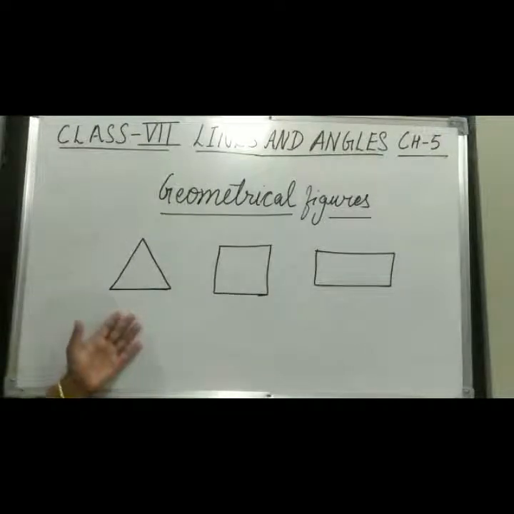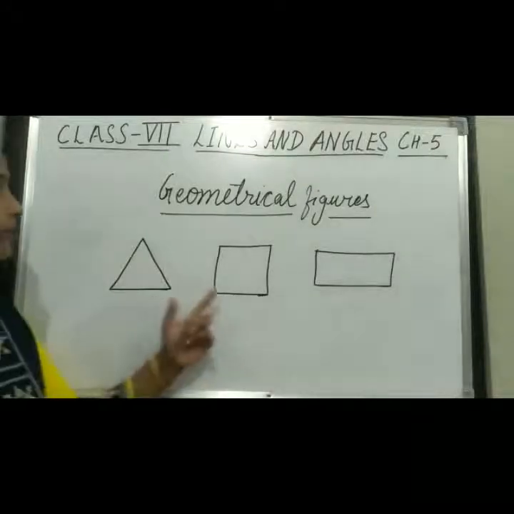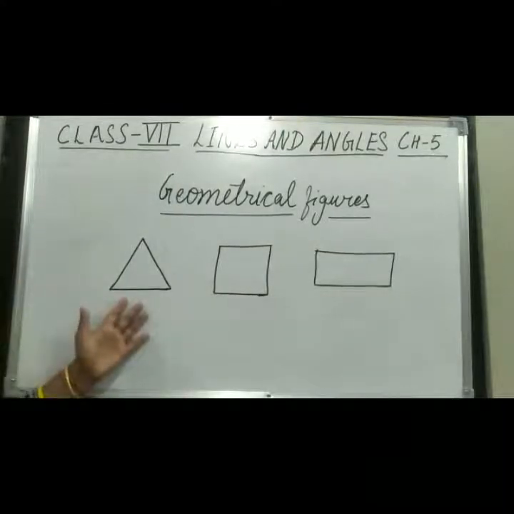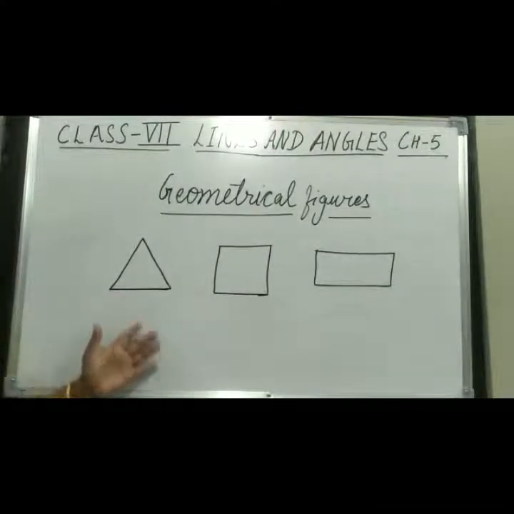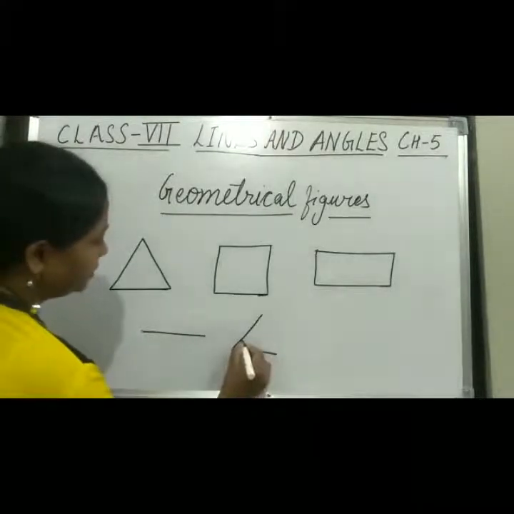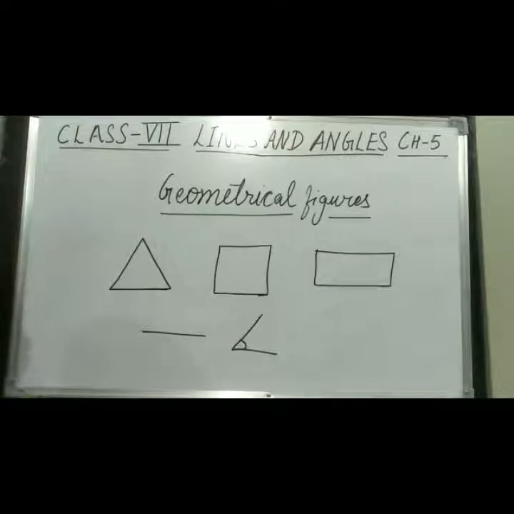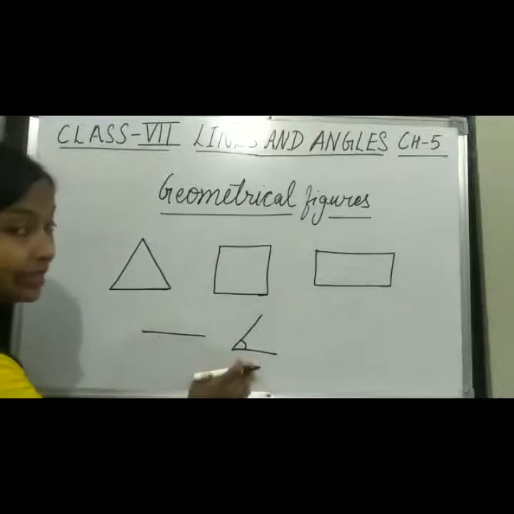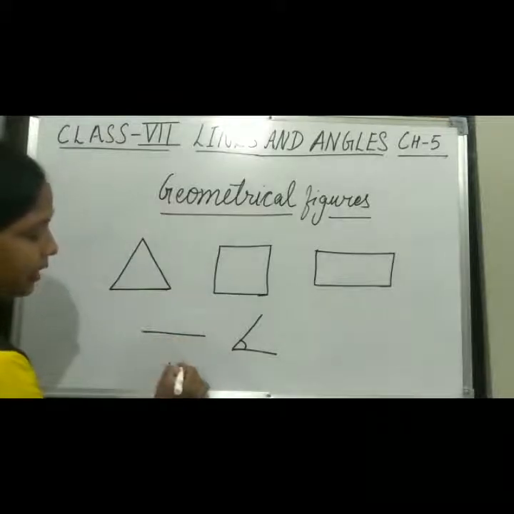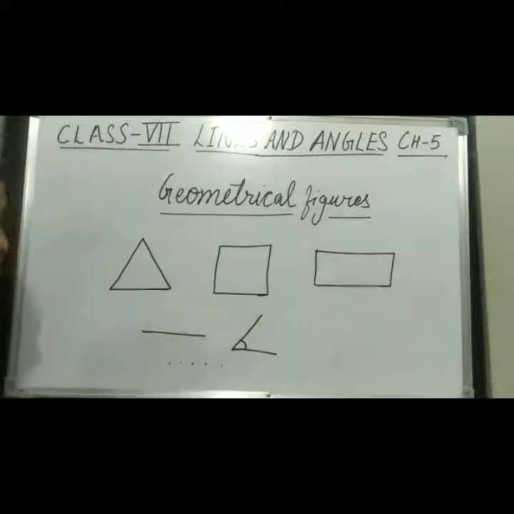You can see some geometrical figures here on the whiteboard. These are triangles, square and rectangle. What are these figures made up of? These figures are made up of line and angle. And what are these lines and angles made up of? These lines and angles are made up of points. So let us discuss the next concept, that is points.